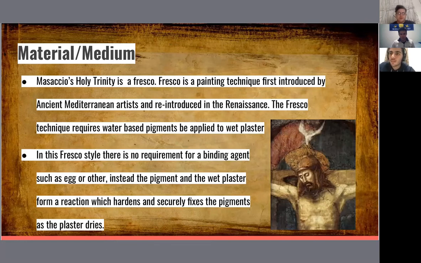Cool. I'm Jonathan, and I will be doing material and medium. Masaccio's Holy Trinity is a fresco, and as we learned in class, a fresco is a painting technique first introduced by ancient Mediterranean artists and reintroduced in the early Renaissance. The fresco technique requires water-based pigments to be applied to wet plaster. In Masaccio's style, there is no requirement for a binding agent such as egg. Instead, the pigment and the wet plaster form a reaction which hardens and securely fixes the pigments onto the plaster as they dry.